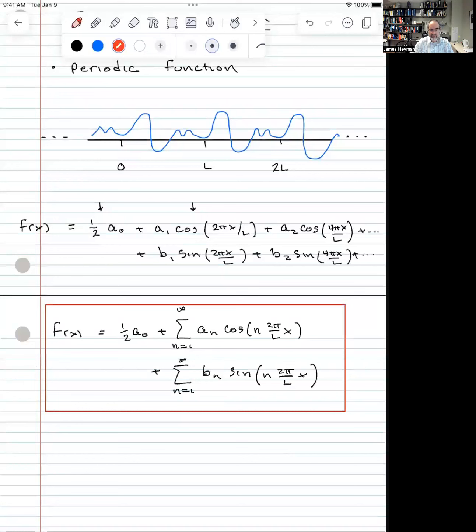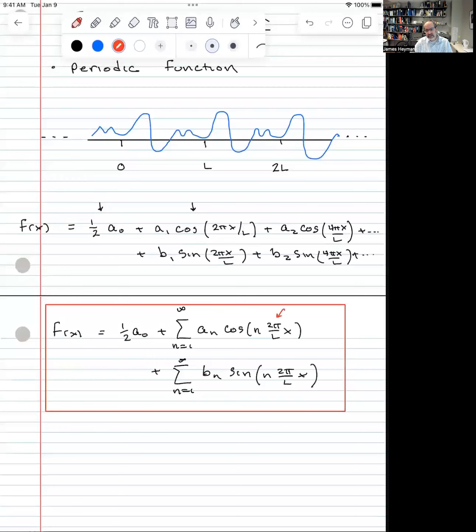So I've just asserted this so far. I haven't proved it. I haven't proved anything. But let's look at this expansion for a second. Notice that we have cosine and sine functions. We have a whole series of them, but we don't have any possible frequency or wavelength of cosine and sine function. Instead, the thing in the argument is always n, an integer, times 2 pi over L times x. And let's see why that is.